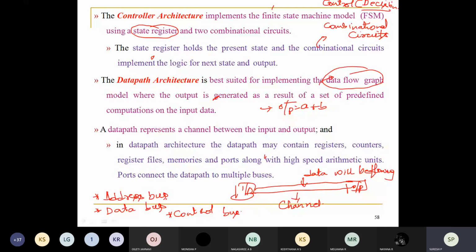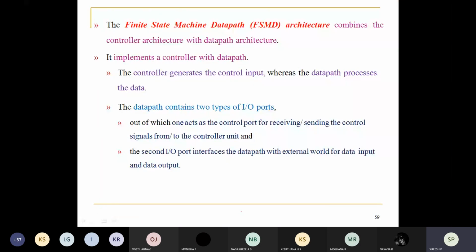Next comes the finite state machine data path architecture. If you take the FSM, that is the finite state machine, it basically combines the controller architecture with the data path architecture. It combines both your controller architecture as well as the data path architecture. That means it requires data plus a decision on that particular data, the decision which you are going to take on that data.